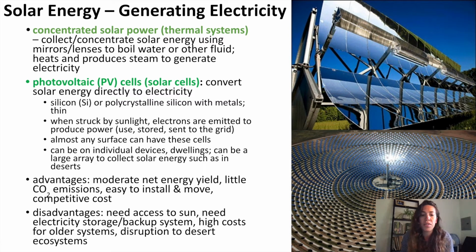Now, the drawbacks, of course, are that we need access to the sun. And when you don't have access to the sun, or when you're over-generating electricity comparatively to your usage, you need some sort of storage or backup system. So these areas need to come with a battery system in order to be able to store that energy for later use or for use at night. We see a high cost for older solar systems, but we're getting better, and those prices are coming down. And then for these large-scale arrays like this concentrated solar one, there can be disruption to the ecosystems in which you're placing them.